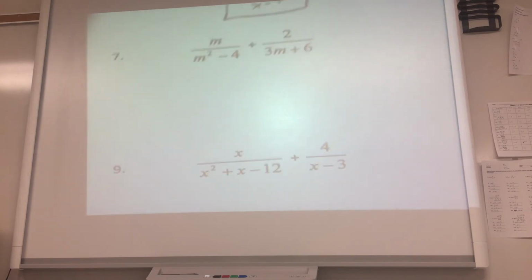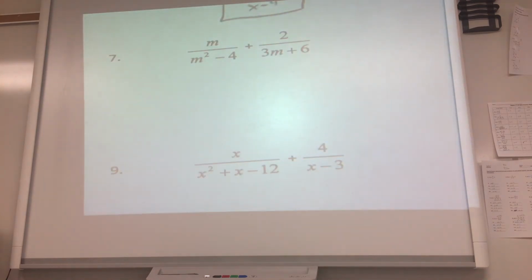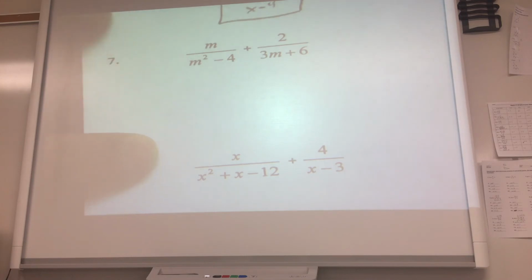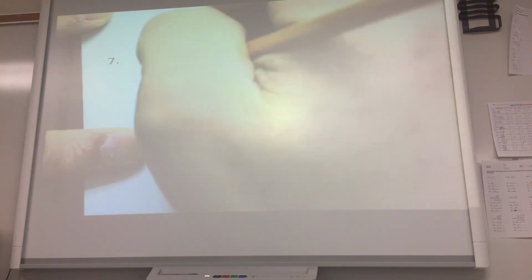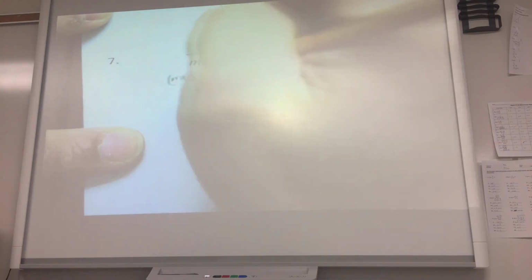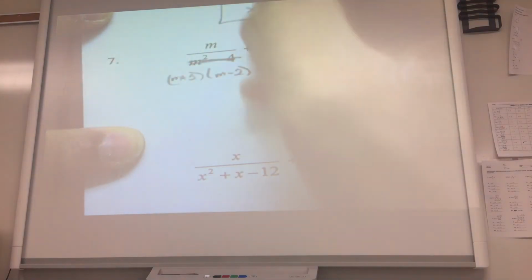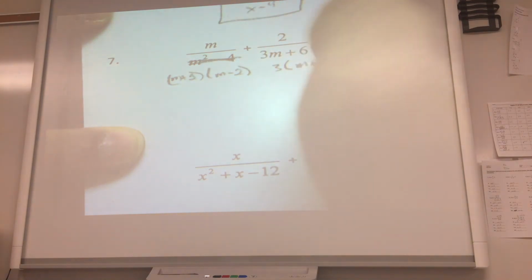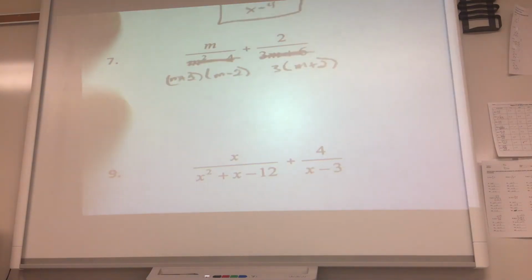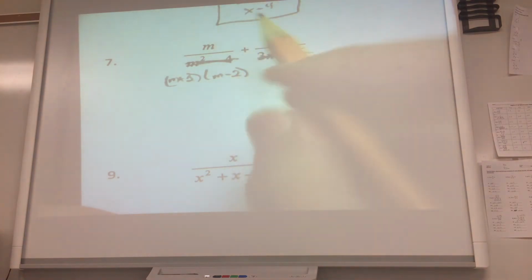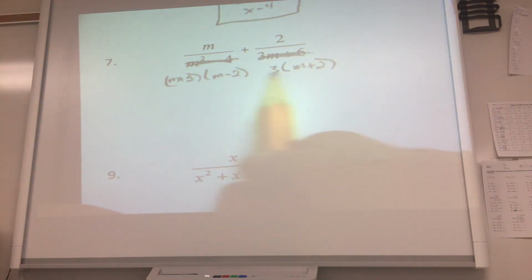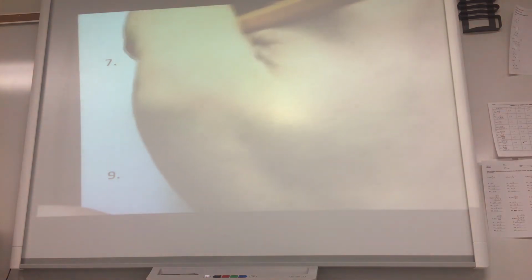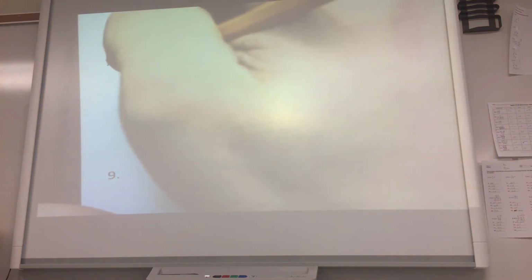Now adding and subtracting. Before you can add and subtract fractions, you have to make sure there's a common denominator. Again, you've got to factor. So this is m plus 2, m minus 2. That's that factored. This one is 3 times m plus 2. That's that factored. Okay, so now the question is, as far as these denominators are concerned, what is this side missing that that side actually has? So it's missing a 3 over 3.